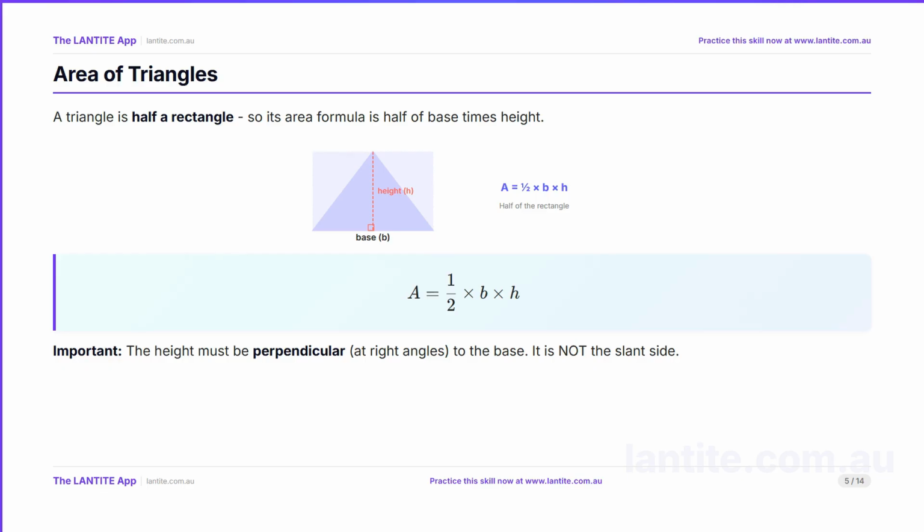A triangle is exactly half of a rectangle, which is why its area formula is 1/2 times base times height. The key thing to remember is that the height must be perpendicular to the base. It goes straight up at a right angle, not along a slant side. This is a very common mistake on the LANTITE, so always check that you are using the perpendicular height.